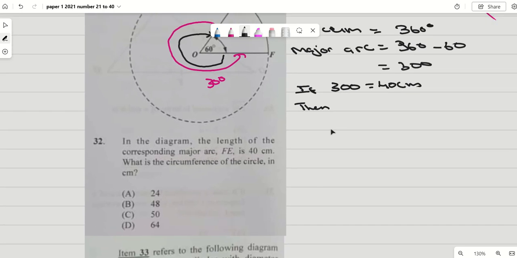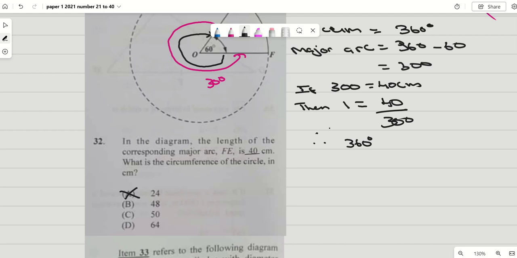First off, guys, let's just note this. Its circumference would be longer than FE. So anything less than 40 is the wrong answer. So A would not be it. Okay? So if 300 is 40 centimeters, then 1 would be 40 over 300. And therefore, your circumference is 360.